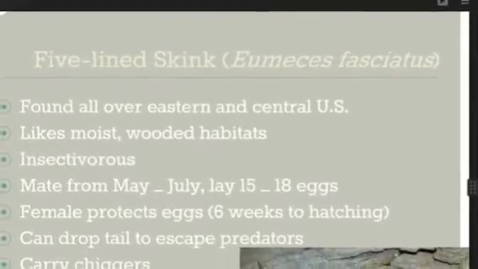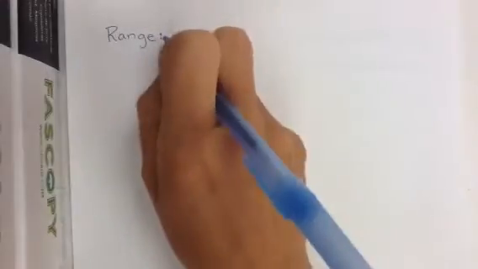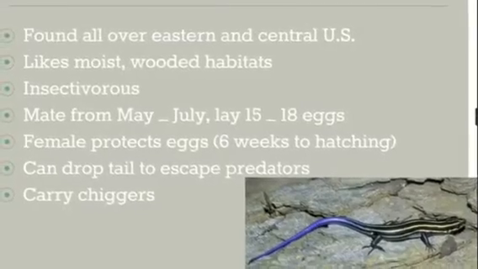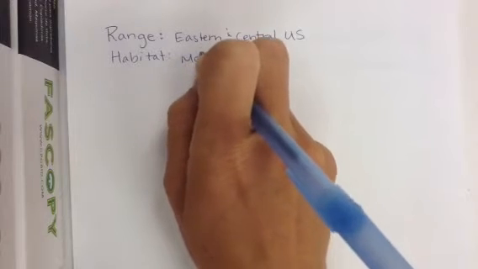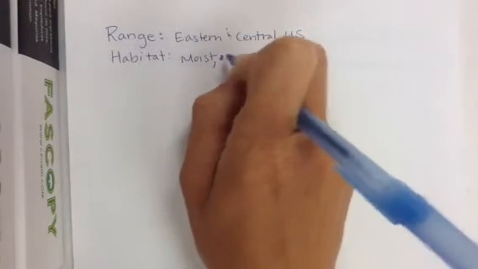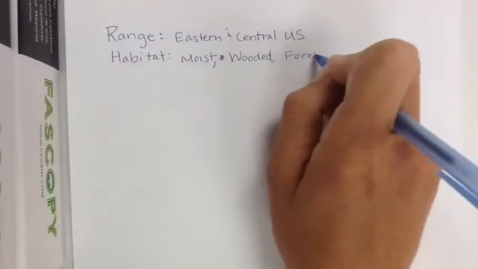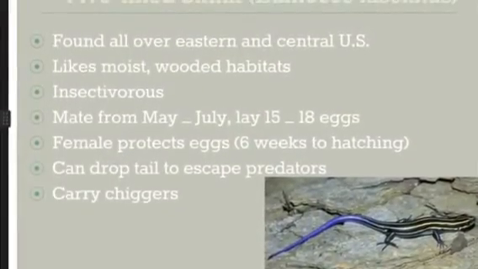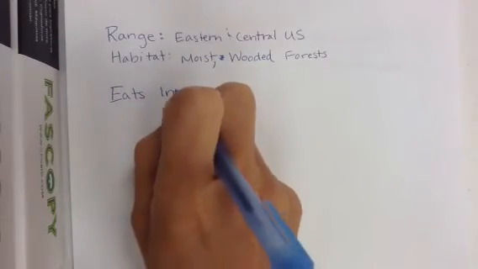So the first bullet says it's found all over the eastern and central United States. That's the range. That's where we might find the five-lined skink. The next bullet says it likes moist and wooded habitats, so that refers to its habitat. Where within that range would we find it? We're not going to find it near the river. We're going to find it in moist, wooded areas, like a forest, where the forest floor stays rather moist all the time. The next bullet says that they're insectivorous. That means that they like to eat insects. Anytime you see the word vore, it means what they eat.